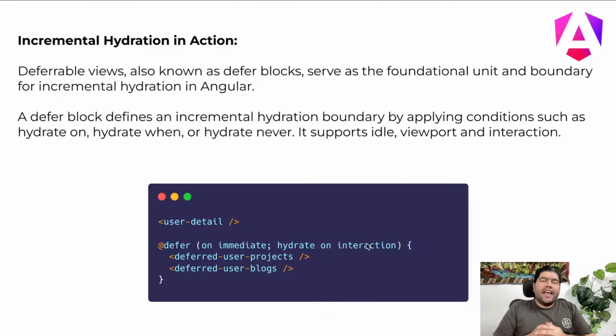Now, incremental hydration in action. As I talked about, we can take help from different blocks. Assume that we have a whole homepage component and we don't want to apply incremental hydration. You just need to pass the ngSkipHydration attribute, and with the help of the defer block, you provide hydrate on interaction or hydrate on hover. There are multiple options available. A defer block defines an incremental hydration boundary by applying conditions such as hydrate on, hydrate when, and hydrate never. It supports idle, viewport, and multiple interactions like keyboard events and clicks. That's all about defer blocks in action with incremental hydration.